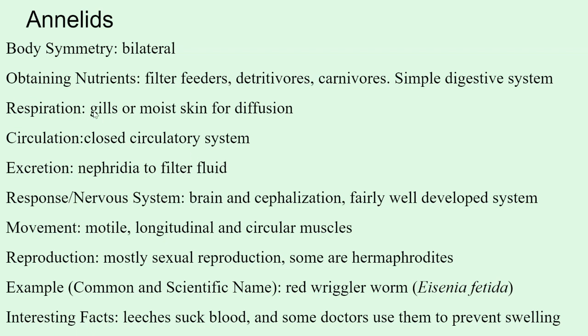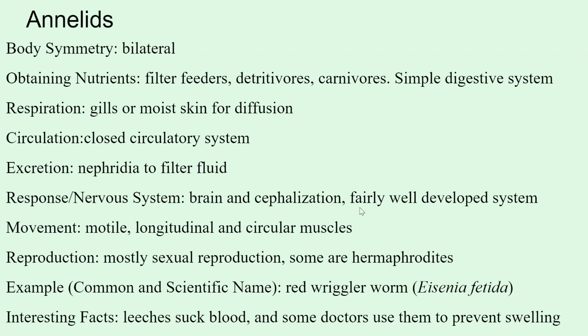Annelids can have gills. Some of them actually have gills to obtain oxygen, and many of them still rely on having moist skin to do diffusion of oxygen into their body. Their circulatory system is fairly advanced. It is a closed circulatory system, which means that they do have blood vessels like arteries and veins. They have a complex excretion system involving cells called nephridia, and they're kind of like the kidneys of an earthworm or of an annelid, and they help filter the fluid.